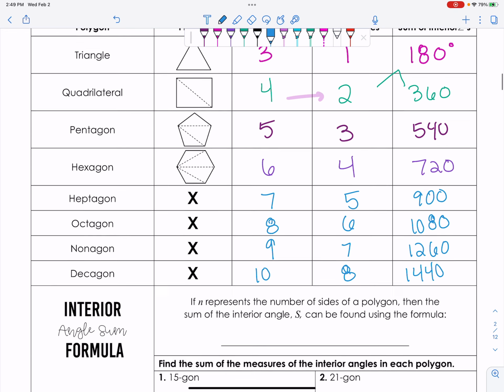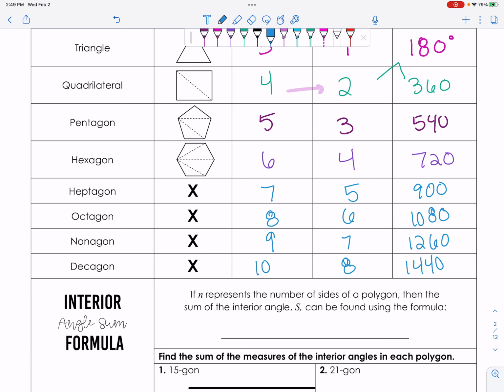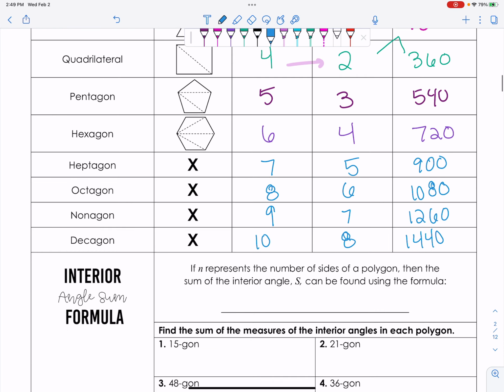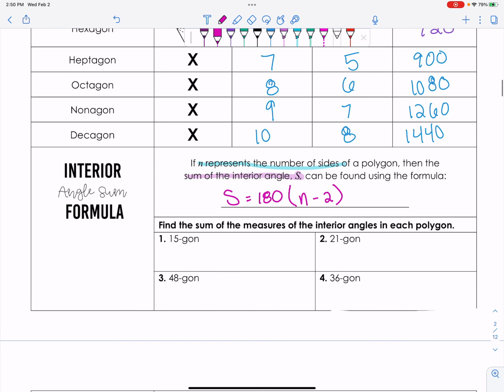So what we did was create basically a formula in order to find the interior angle sum. The sum of the interior angles we're going to represent as S, and we're going to use n to represent the number of sides. So in order to find S, what we did was we took 180 and multiplied that times our number of sides minus 2. So let's check to make sure that that works for any kind of polygon.